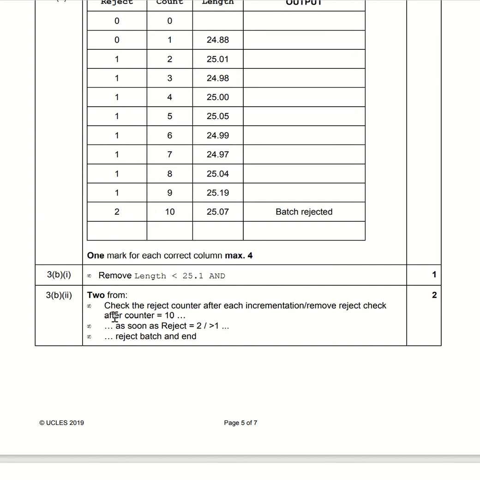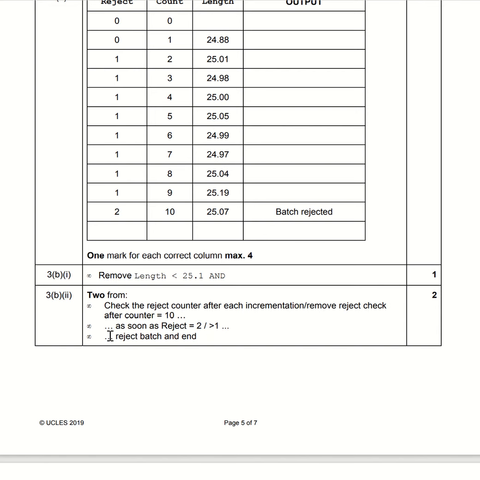Remove reject check after 10. So just check it after each incrementation and remove this checking. Removing reject check after counter equals 10. As soon as reject equals 2 or is more than 1, so it equals yes.